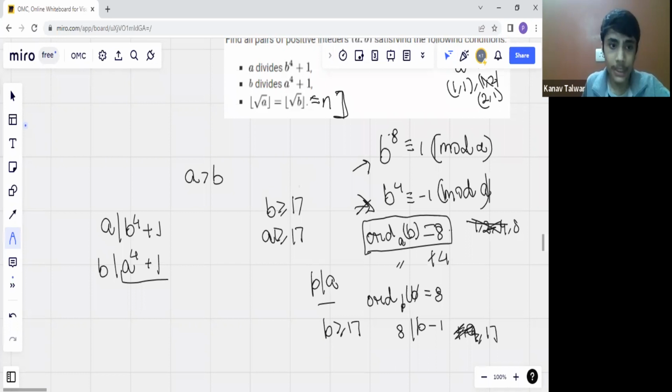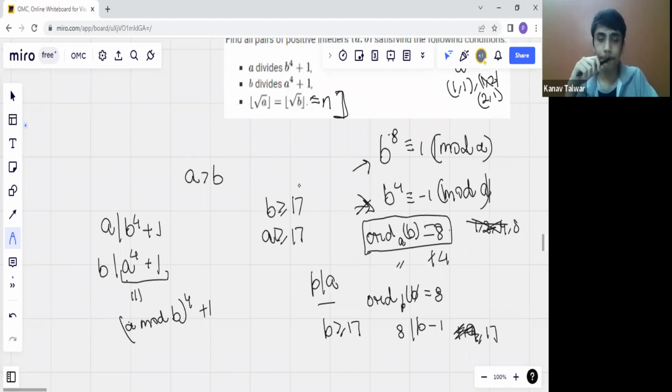When we're considering A to the 4 plus 1 modulo B, we can reduce. This is congruent to A mod B to the 4 plus 1, right? So we can reduce A to be A mod B. And what is A mod B? It's less than B, but can we give a nice form? Like what is A minus B? Note that A minus B is less than B, right?